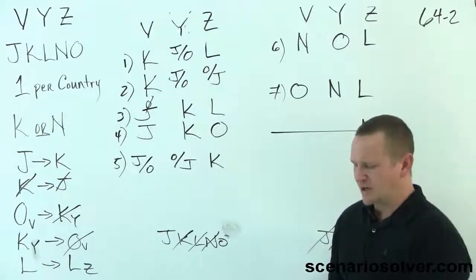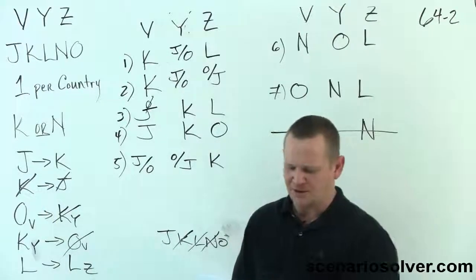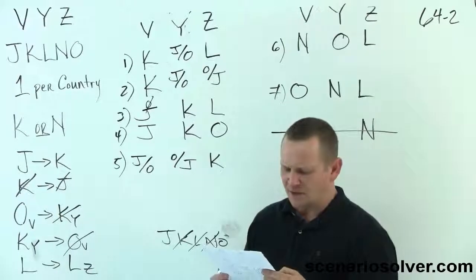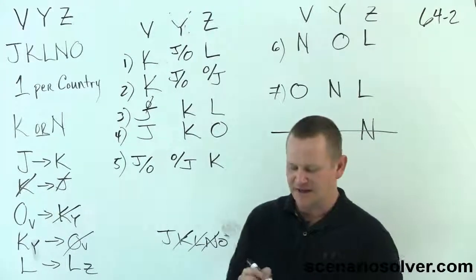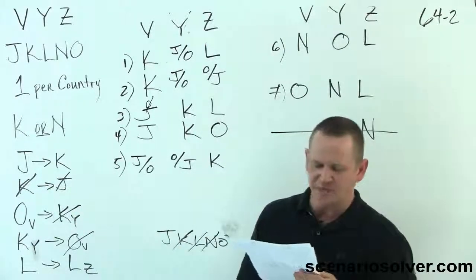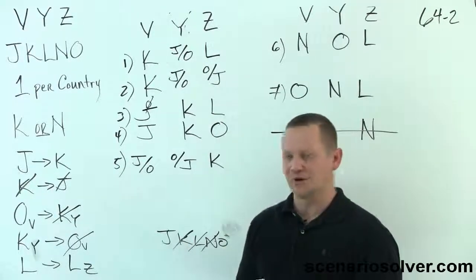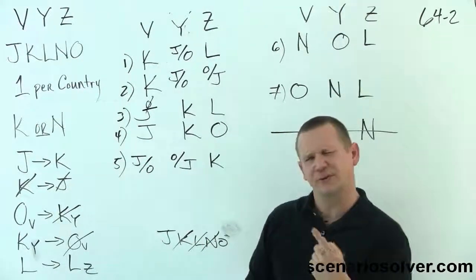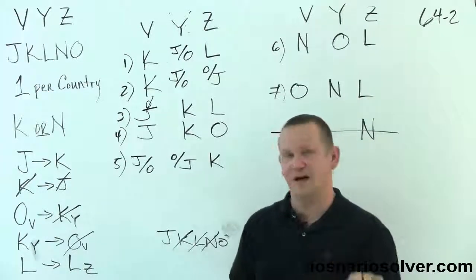Okay, so if we look at the first rule, K or N, but not both, must occur. And if you look at D, K and N both occur, so D is out. Let's take a look at the second rule. If J occurs, then K must occur. If you look at A, J occurs, but K does not occur, so A is eliminated.